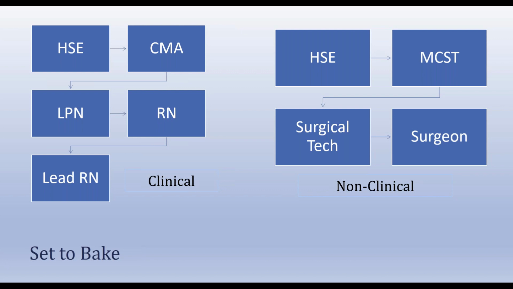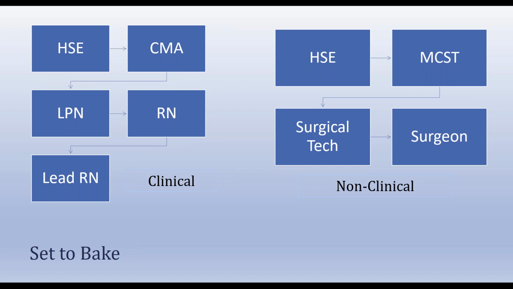So for a clinical side on the healthcare, they could start off with their high school equivalency exam. They could go on to becoming a certified medical assistant, which here at Prairie State is a 3-month program. And while they are working as a CMA, they could always come back to school and become an LPN. From there they could go on and become an RN, and if they want to continue to become even more successful, they could be the lead registered nurse.